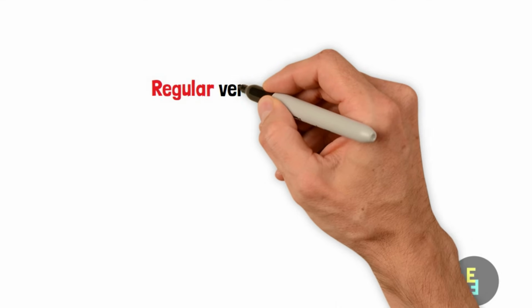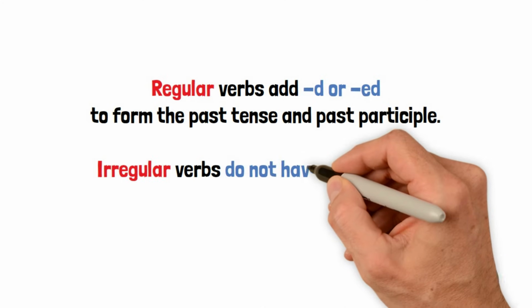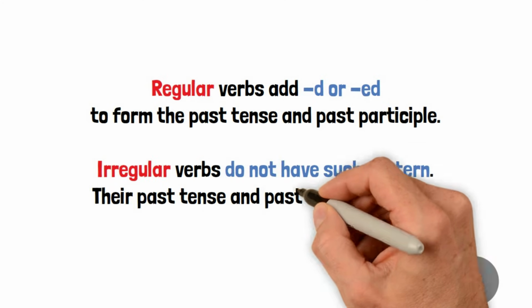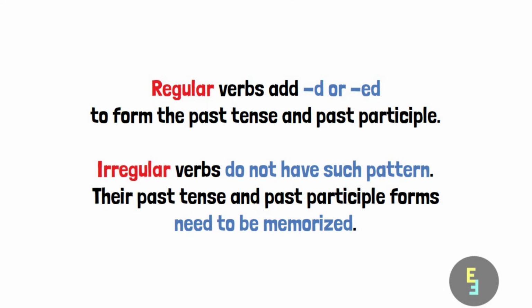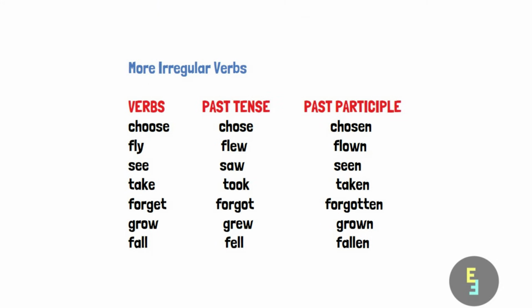For regular verbs, you'll start recognizing patterns after practicing them a bit. But for irregular verbs, the only way out is to memorize their past and past participle forms. Here are a few more irregular verbs in their past tense and past participle forms. Choose, chose, chosen. Fly, flew, flown. See, saw, seen. Take, took, taken. Forget, forgot, forgotten. Grow, grew, grown.